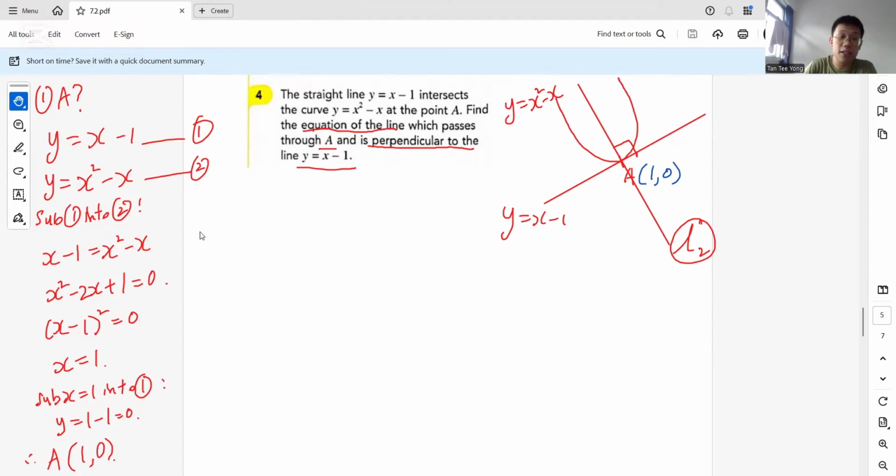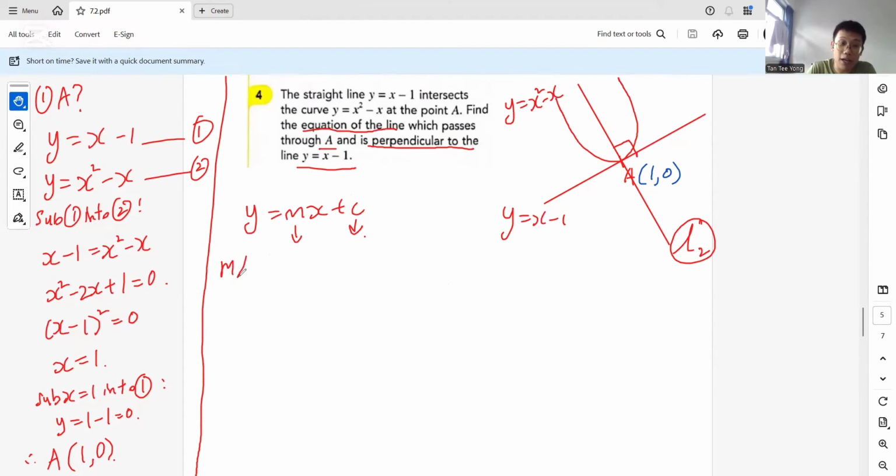So the next part here, what we are going to do is to find the gradient of L2. Because in order for us to find the equation of a line, we need the gradient and y-intercept, so we need these two, mx plus c. We need this and we need this. So what do we do? We've got to find the gradient of L2.